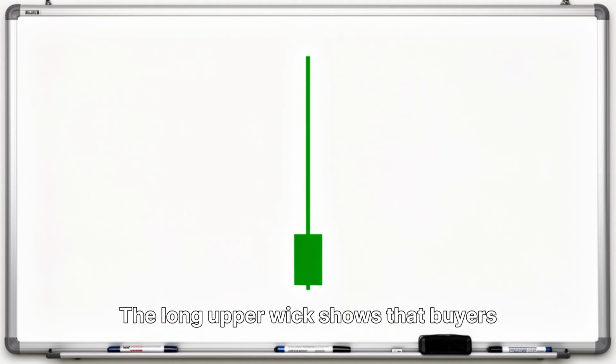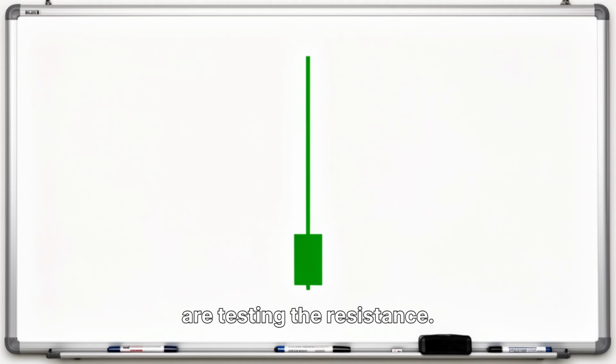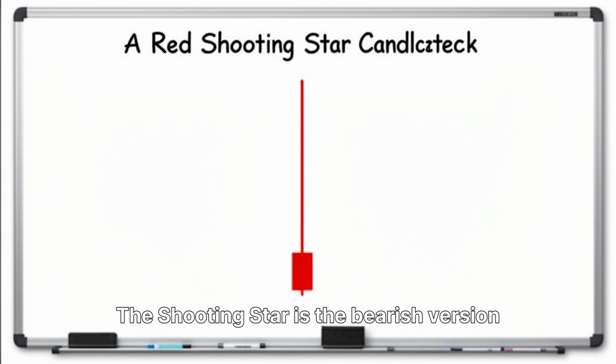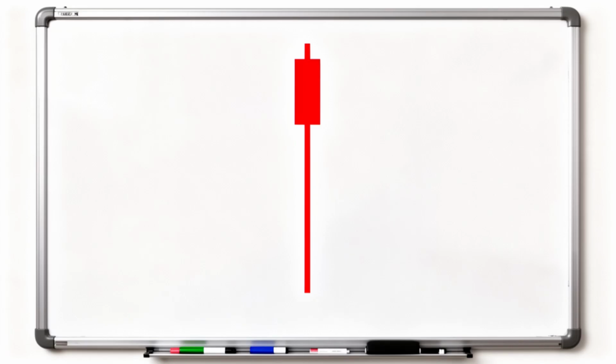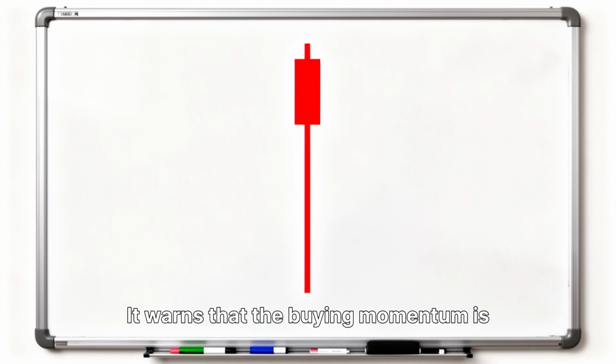The inverted hammer also signals a bullish reversal. The long upper wick shows that buyers are testing the resistance. The shooting star is the bearish version of the inverted hammer. It occurs at the top of an uptrend and signals a reversal. The hanging man looks like a hammer, but appears at the peak of a rally. It warns that the buying momentum is weakening.